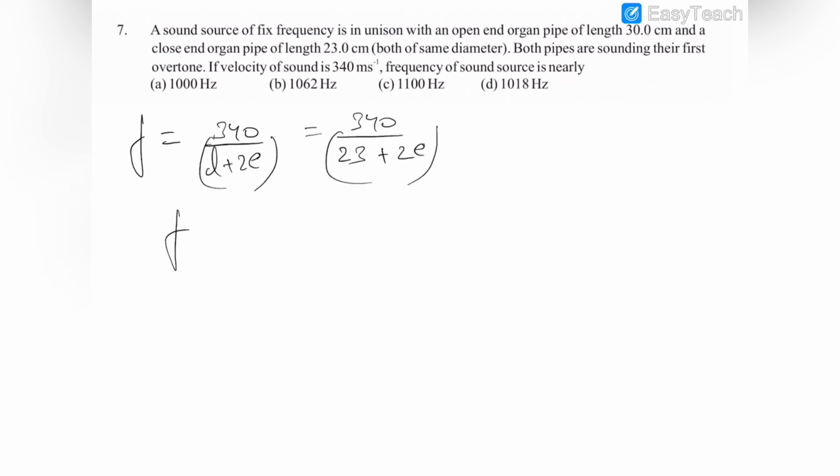Now for the closed organ pipe, the first overtone frequency is 3V by 4L. So 3 into 340 by 4L, and L of this organ pipe will be equal to 30 in fact for this open organ pipe, and for the closed it is 23. And we know that in a closed organ pipe the end correction is only E.